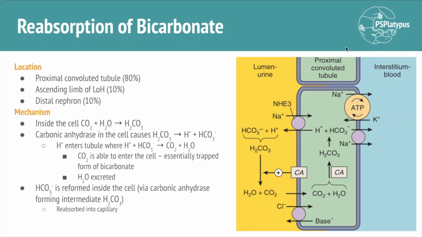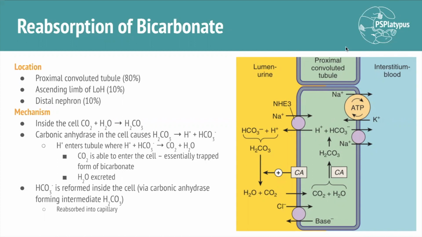It is resorbed in the proximal convoluted tubule, the ascending limb of the loop of Henle, and the distal nephron. It is freely filtered via the glomerulus and thus dumped directly into the Bowman's capsule, and therefore must be extracted back out of it to get back into the body.